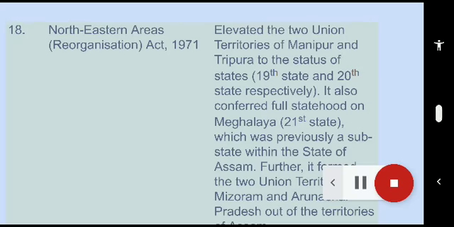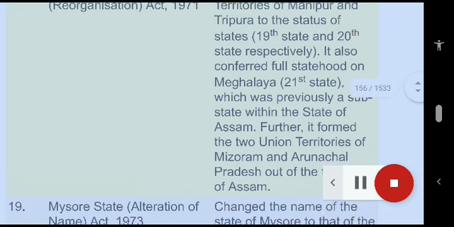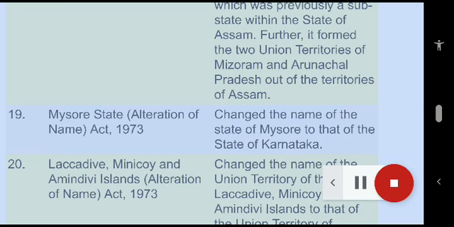18. Northeastern Areas Reorganization Act 1971 elevated the two union territories of Manipur and Tripura to the status of states, 19th state and 20th state respectively. It also conferred full statehood on Meghalaya, 21st state, which was previously a sub-state within the state of Assam. Further, it formed the two union territories of Mizoram and Arunachal Pradesh out of the territories of Assam.